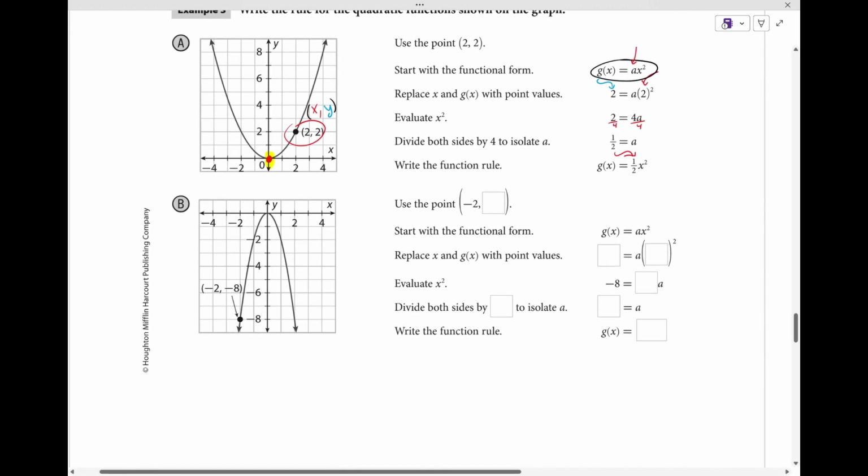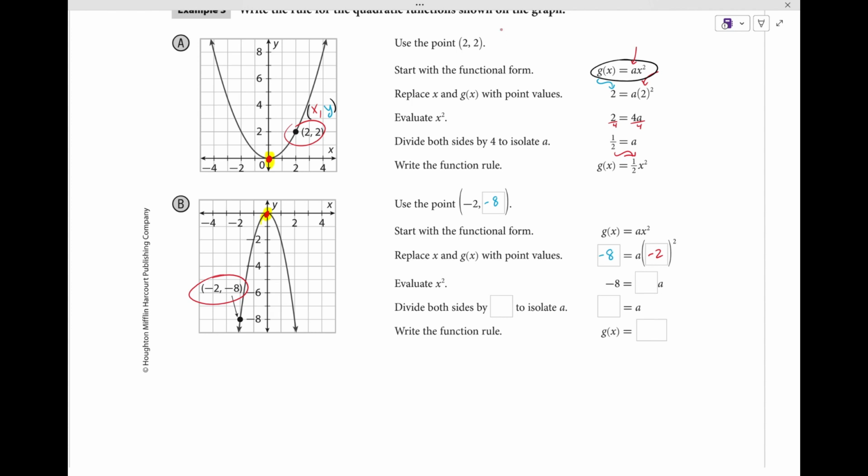Let's do an example together here. First things first, double check where your vertex is. My vertex is at the origin, so I can use this method. I'm going to have g of x equals a times x squared. Now I'm going to plug in a point. Let me use this point, -2 and -8. So my x value is -2, and my y value is -8. I want to solve for a, so I'm just going to solve this equation.